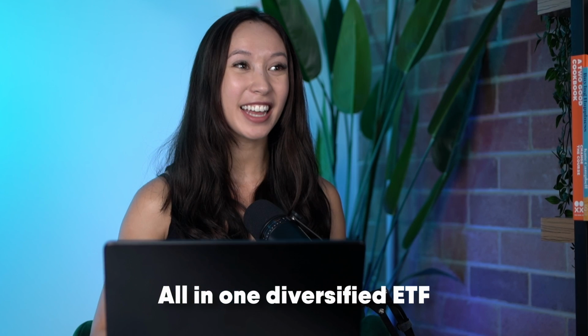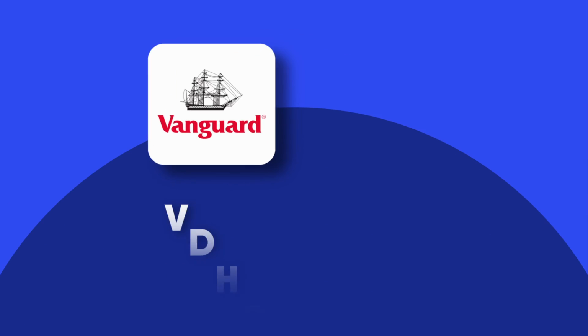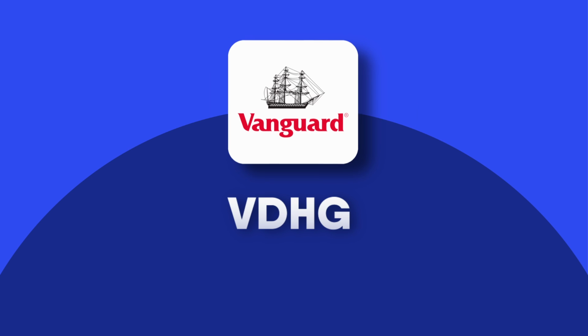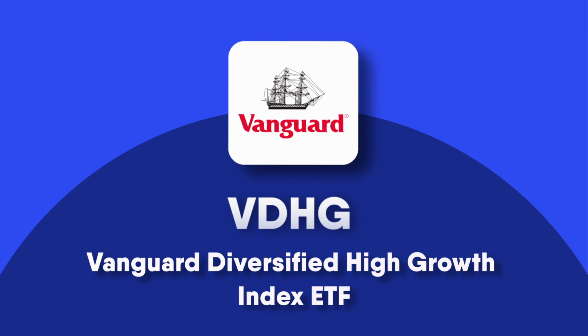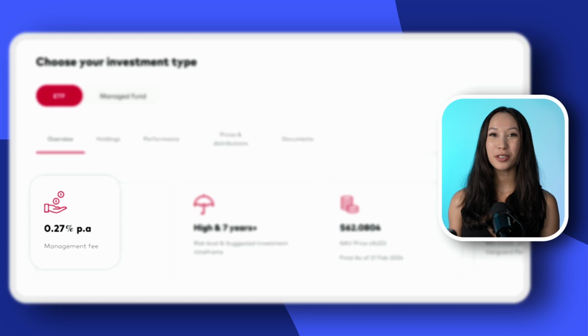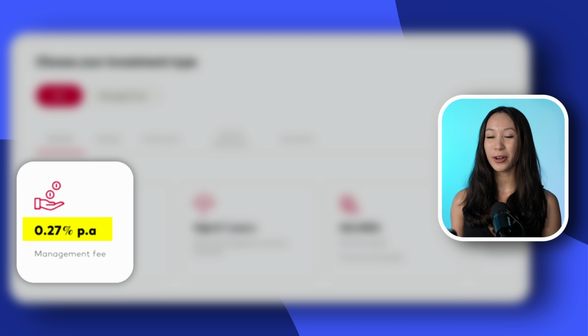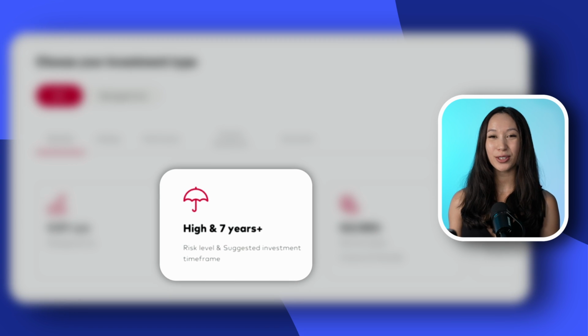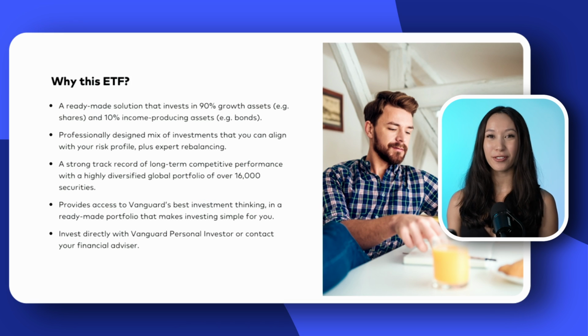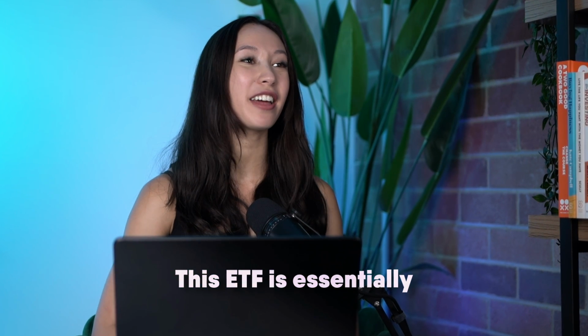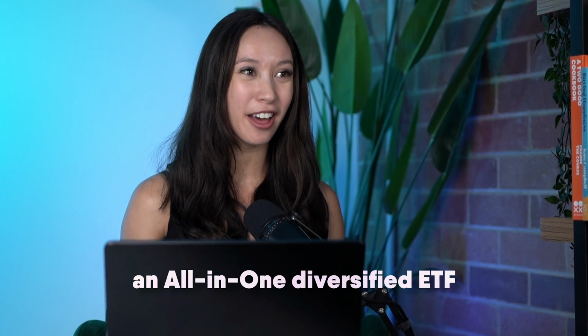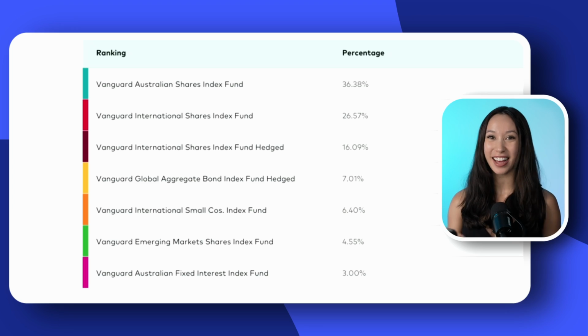If you want to keep your ETF portfolio really simple, an option is to invest in an all-in-one diversified ETF. And here are two options, VDHG and DZZF. VDHG is the Vanguard Diversified High Growth ETF. The management fees for this ETF are 0.27%. This ETF suits investors with a time frame of 7 years or more, and this ETF invests in 90% growth assets and 10% income producing assets. This ETF is essentially an all-in-one diversified ETF that has many different ETFs inside this ETF.